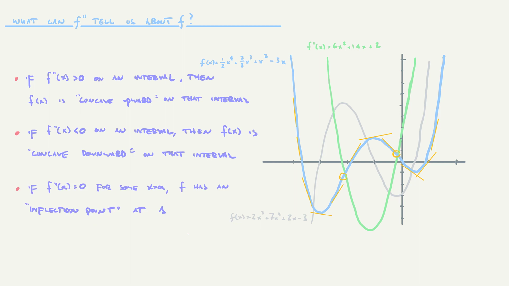If f double prime, the second derivative, is equal to 0 for some x equal to a, then f has what we call an inflection point at a, and that is where the graph is going to be changing its concavity, either from concave up to concave down or from concave down to concave up. So we wouldn't really be able to define the concavity at this point. That is the inflection. That's where it's changing its bend, if you will.